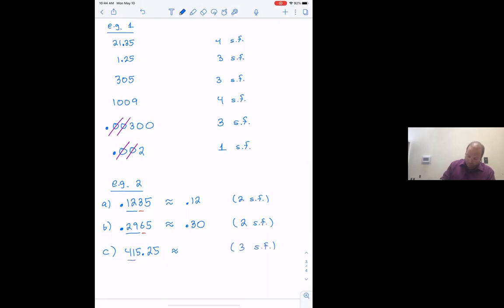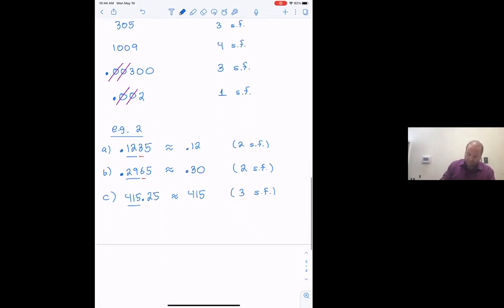Well, those are the 3 units. The number to the right is a 2, so I go down. So this just goes to 415. And D, it says 3050, and it wants to round to 2 significant digits. So 30. So what's closer, 30 or 31?